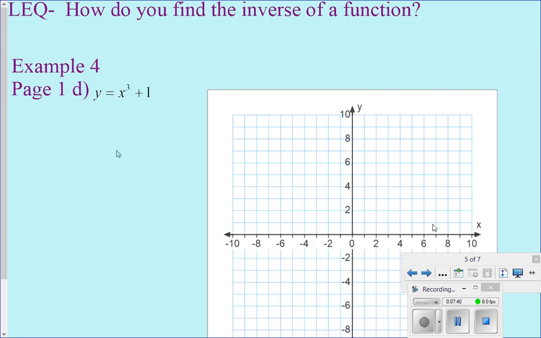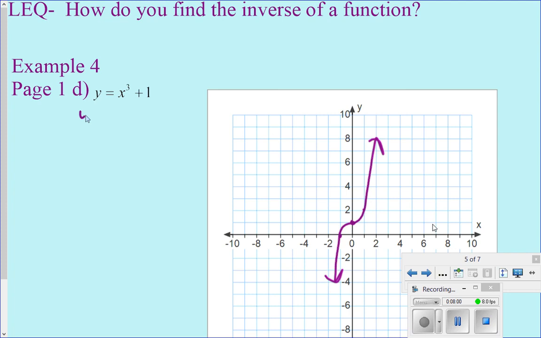So let me first plot y equals x cubed plus 1. Well, that we should already know what it looks like. It's a cubic shifted up 1. So up 1, put the point of inflection, over 1 and up 1, and left 1 and down 1 from that point gives me my cubic graph. Hopefully you remember that. And now I'm going to find its inverse.